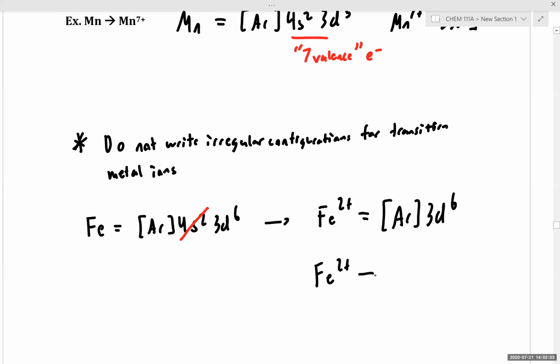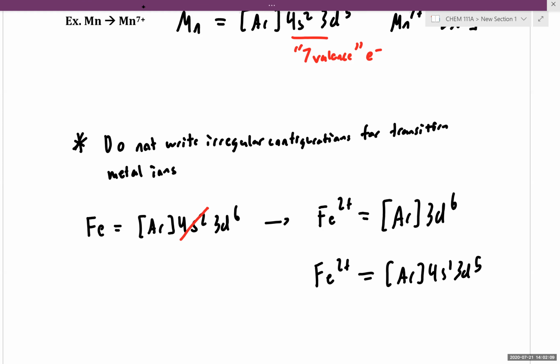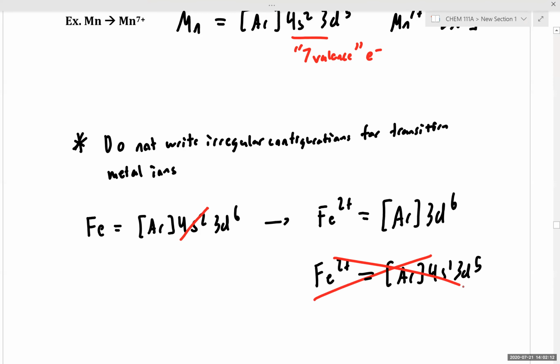Iron 2+ is not argon 4s1 3d5. The irregular configuration rule and the d5, d10 rule only applies to neutral transition metals. During ionization, the charge and effective nuclear charge changes, and as a result, irregular configurations are substantially less common for transition metal ions that we see in this class. Does that make sense to everyone?